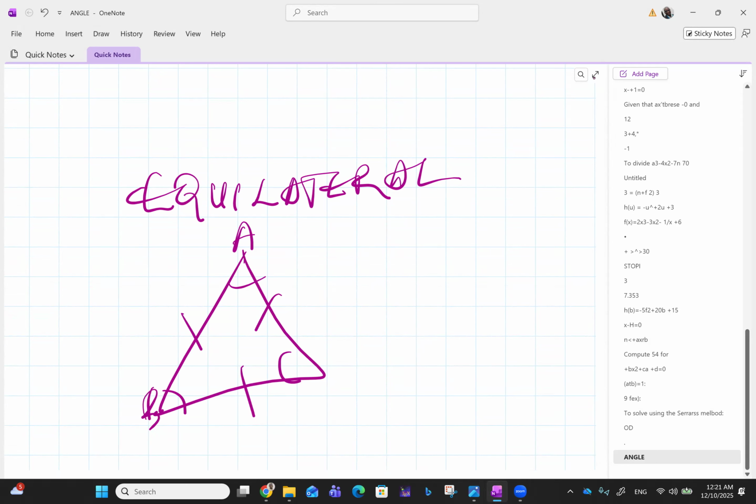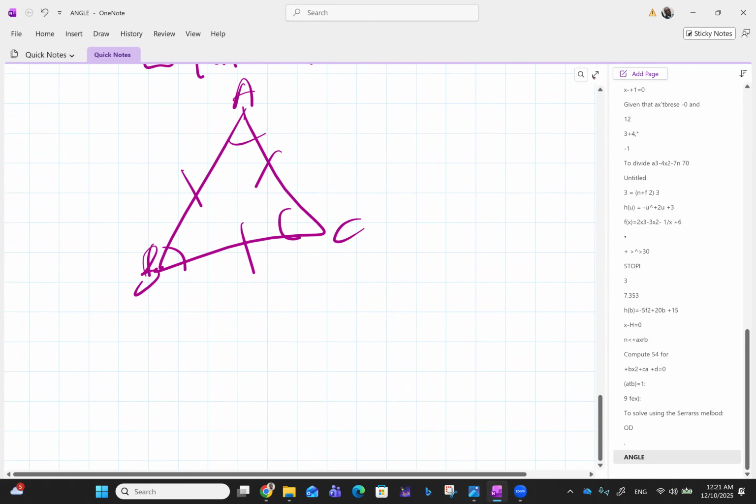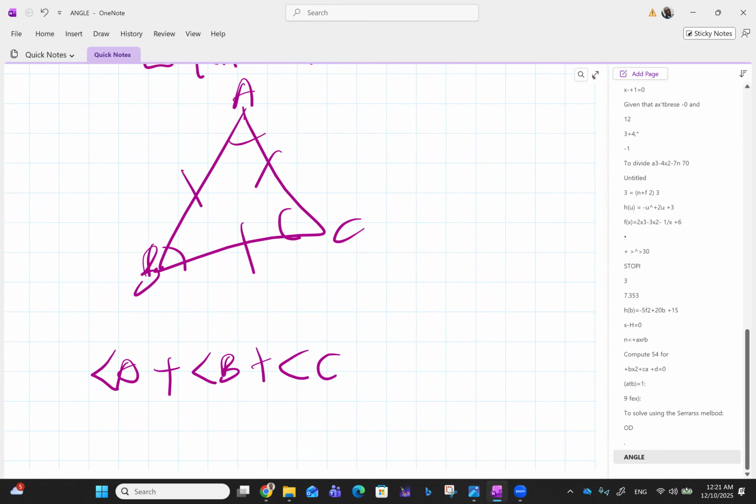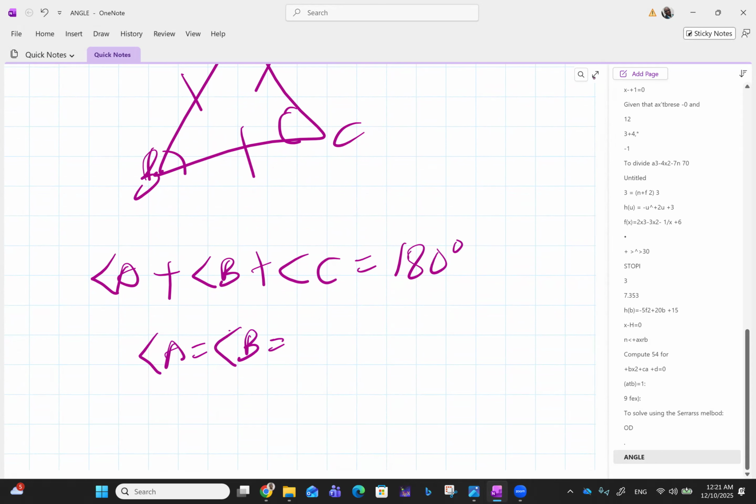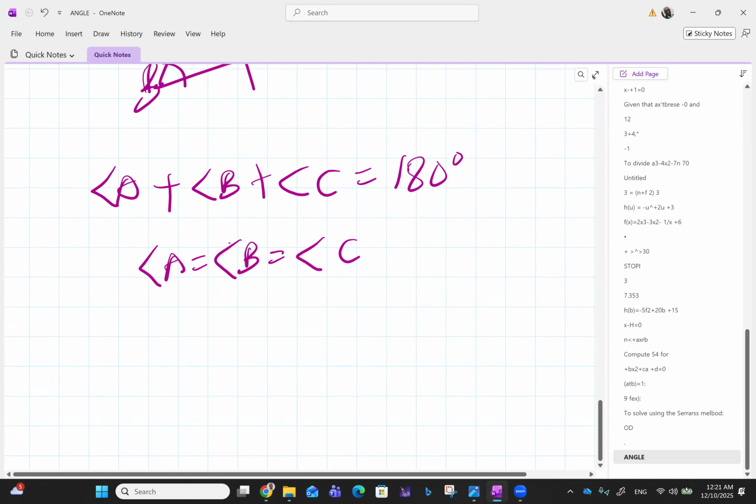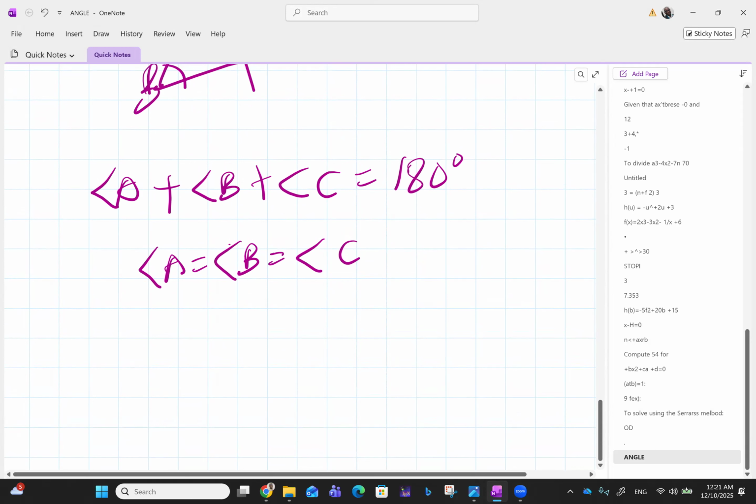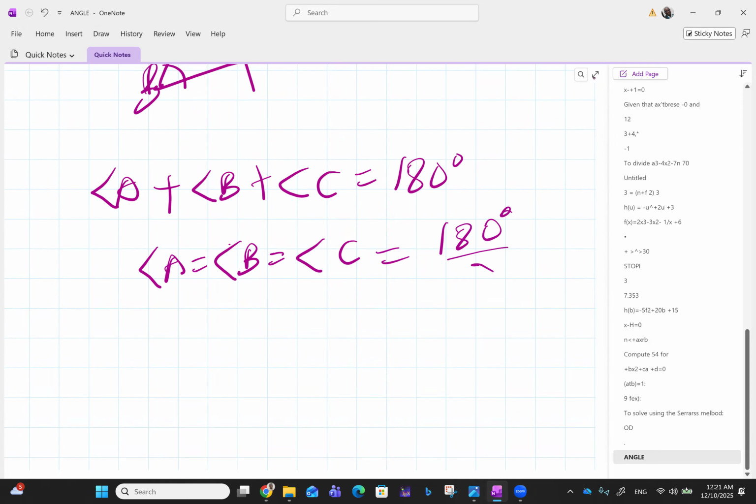So if you have A, B, C now, okay? If you have A, B, C, so we say that angle A plus angle B plus angle C are all equal to 180 degrees because the sum of angles in a triangle will always add up to 180 degrees. But because these ones are equal, we now know that angle A is equal to angle B is equal to angle C. So since A plus B plus C is 180 degrees, that will simply be 180 degrees over 3, which is equal to 60 degrees. So each angle in an equilateral triangle is 60 degrees each.